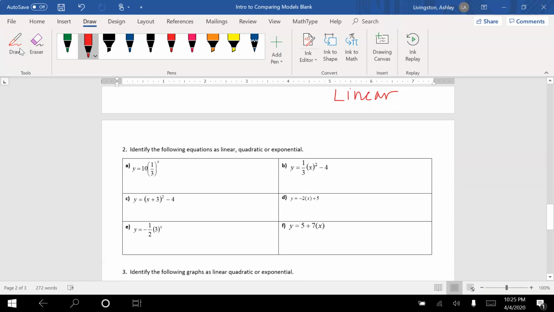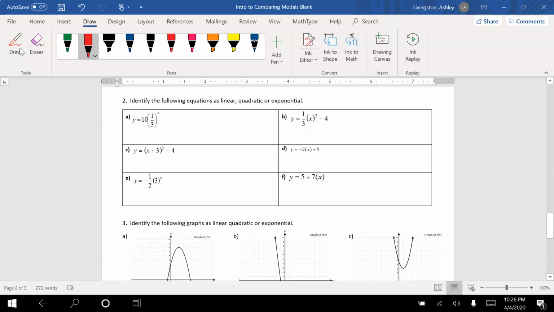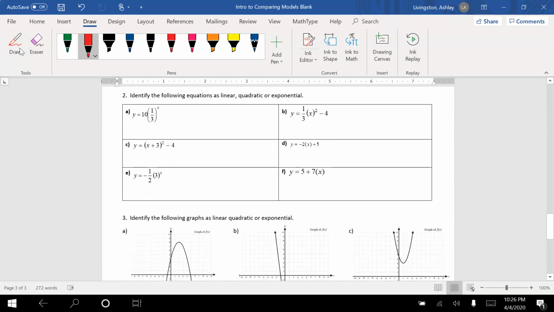Okay, so now the next section here has us just comparing and looking at the equations. So again, I'm just going to go through some of these with you, and then you can do the rest for your own practice. So starting with that first one, letter A, I noticed that I have a base that's a number, and I have my x in the exponent. So this one is exponential.